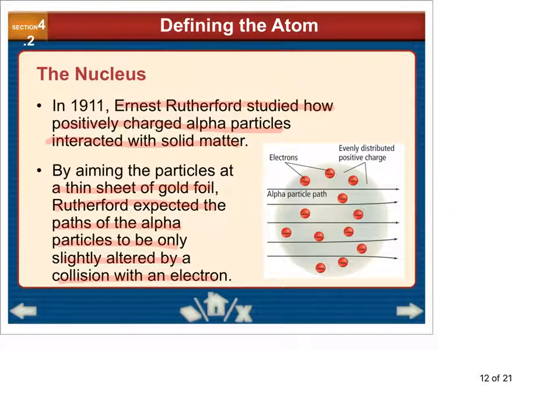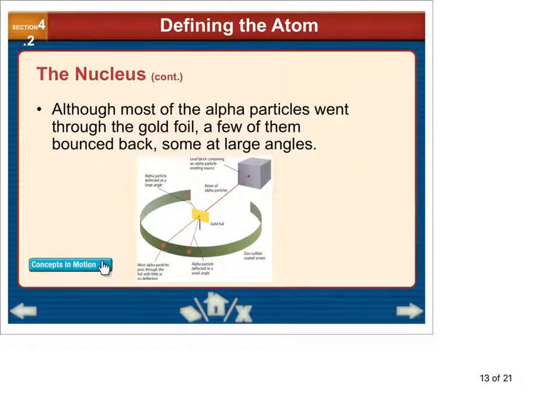So what he expected was that they're just going to fly right on through, maybe just be bent around a little bit. Here he was considering this plum pudding model, but he was surprised. This is not what happened. This is his illustration of his model, and he had alpha particles being shot out through the piece of gold foil.